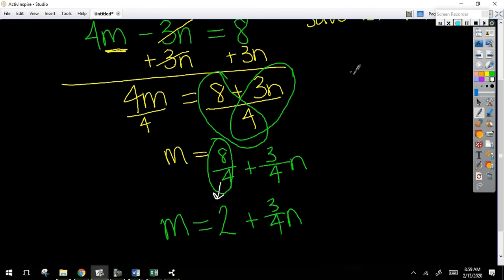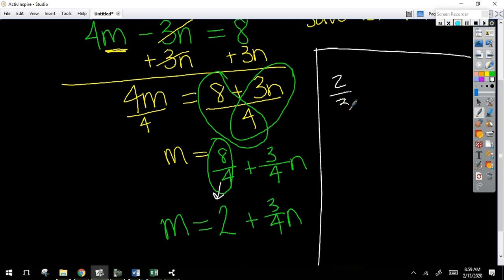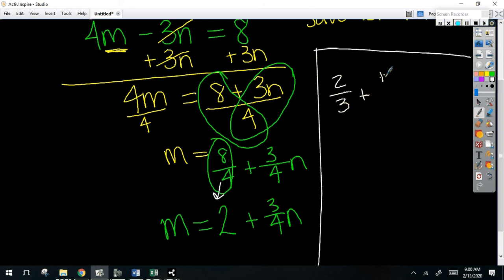If I had, and this is totally different, but just to show you, 2/3 plus 5/3, how would you add that together? You would add the top together, but you would leave the bottom the same, right? All I'm doing is going from here to here instead of forwards. I'm splitting up that addition instead of putting it together. Does that make sense?